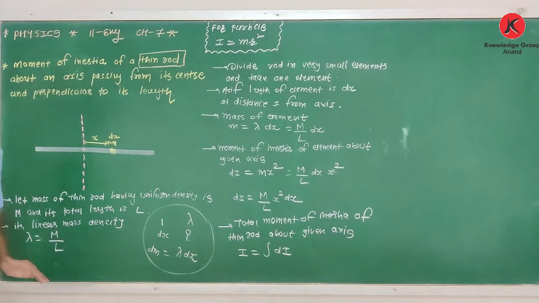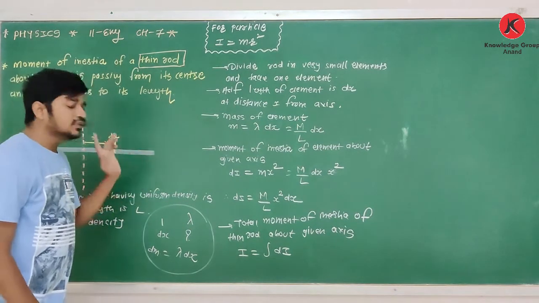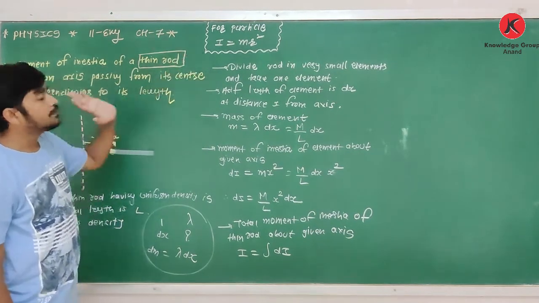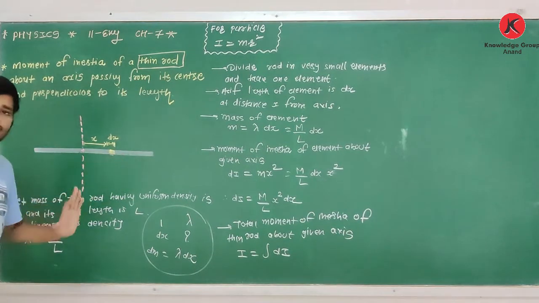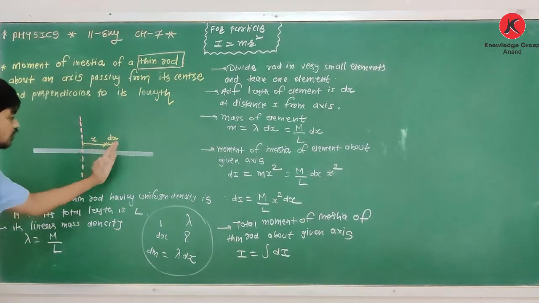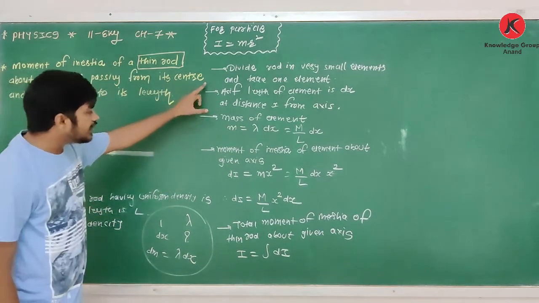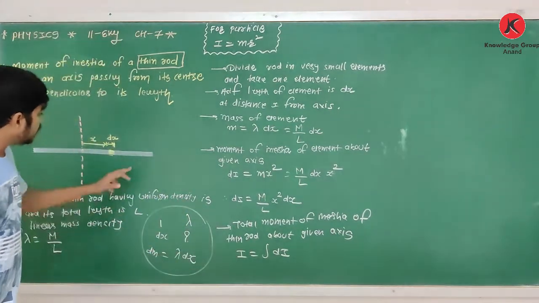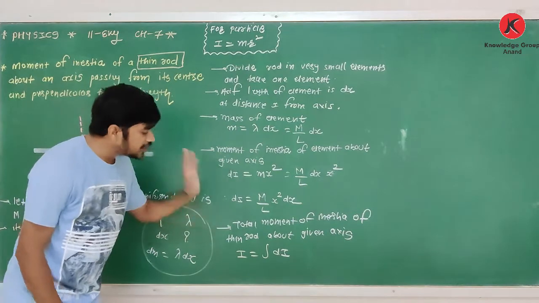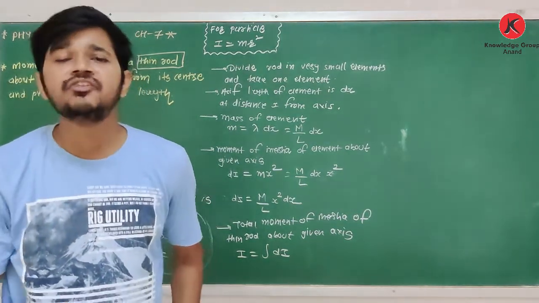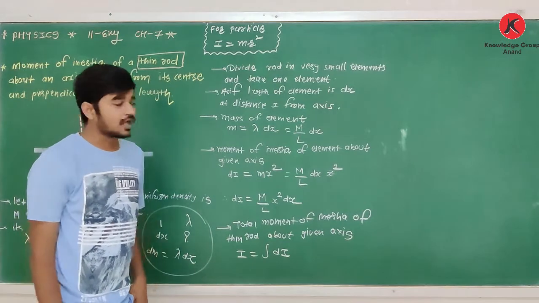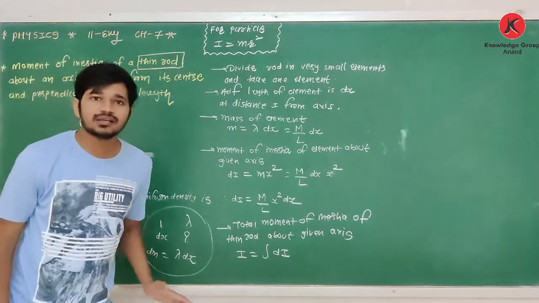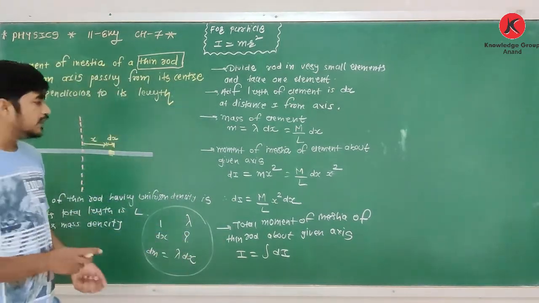See, this is the method, dear students. You are given one object and you have to find its moment of inertia, but you have the equation for a particle only. Then how to find the moment of inertia of this object? Divide the object into very, very small elements. Take only one element and find the moment of inertia for that one element only. And to find the total moment of inertia, you have to take integration. Integration means addition, summation. Clear? So this is the method that you have to remember. Clear about this? Okay. Now I is equal to integration dI.